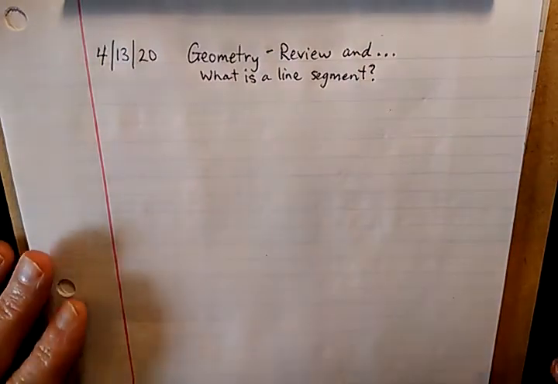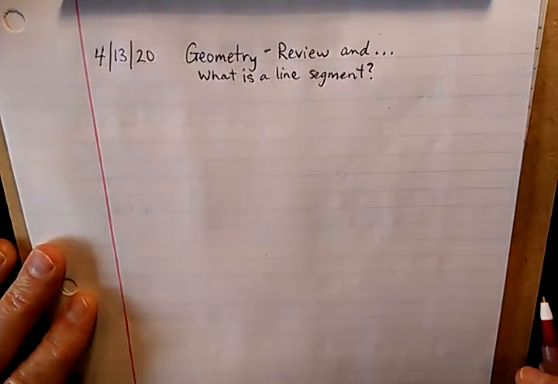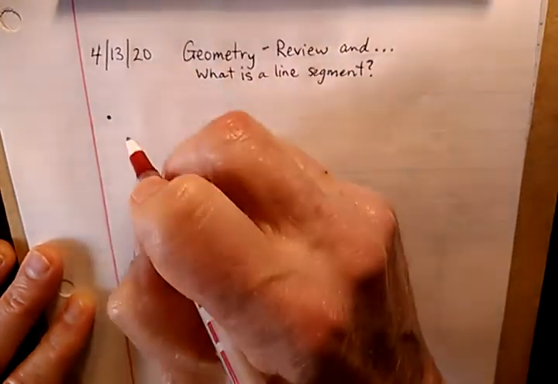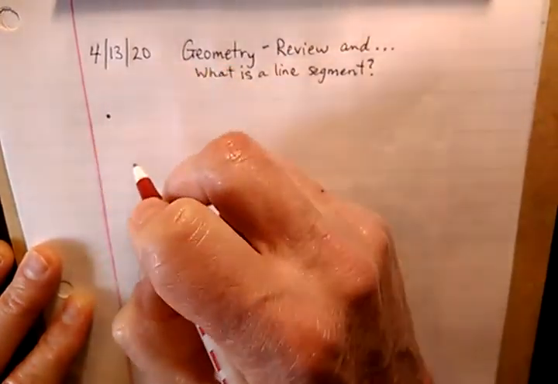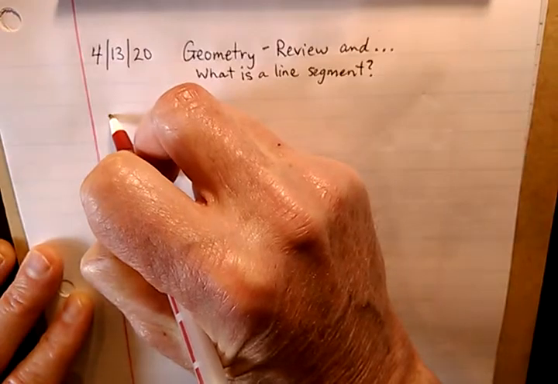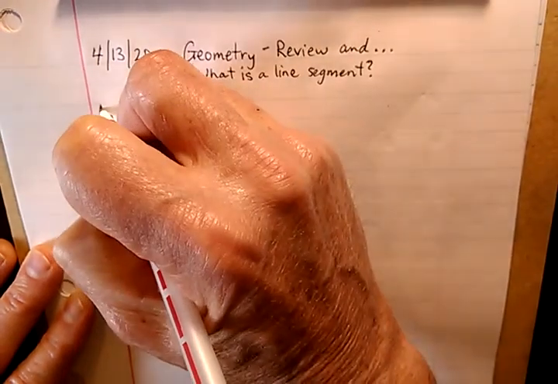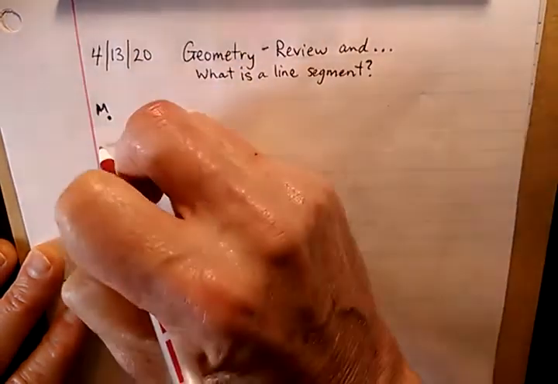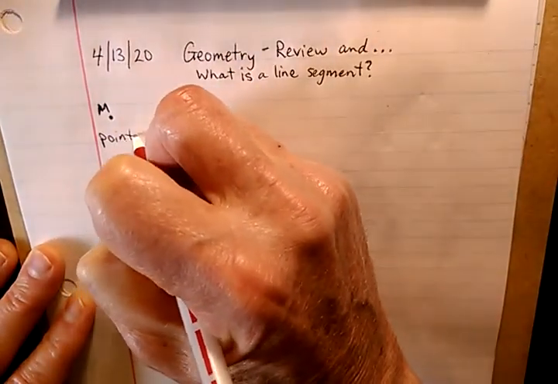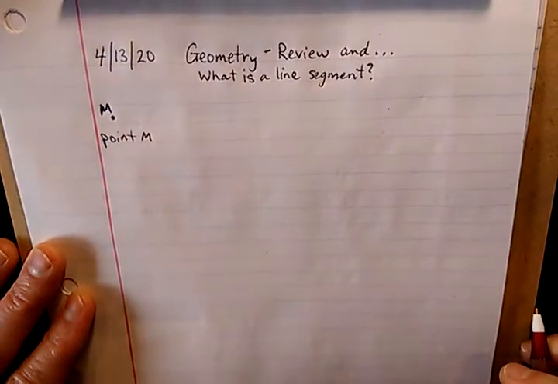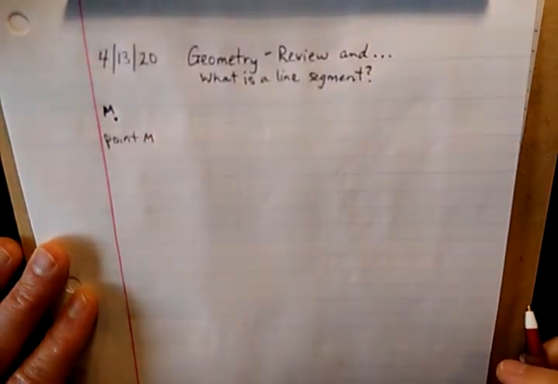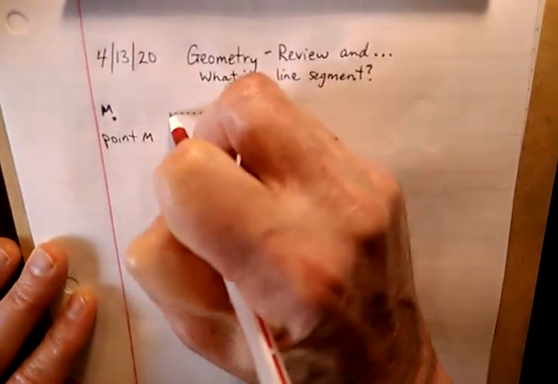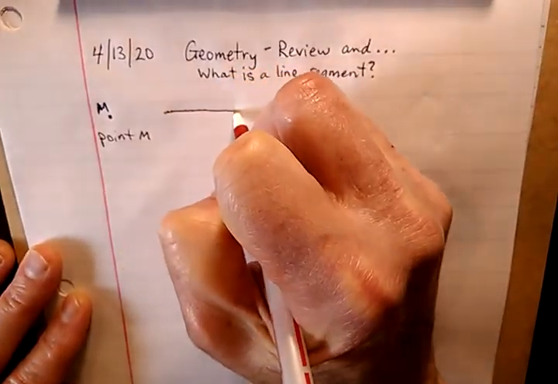All right, very quickly, let's review some of the basics. One of the most basic things about geometry is that we have points. And points can be labeled with letters. For example, we might have point M right here. We could call that point M. And lots of points lined up together make a line. So if you have a bunch of points all side by side, they can end up making a line.